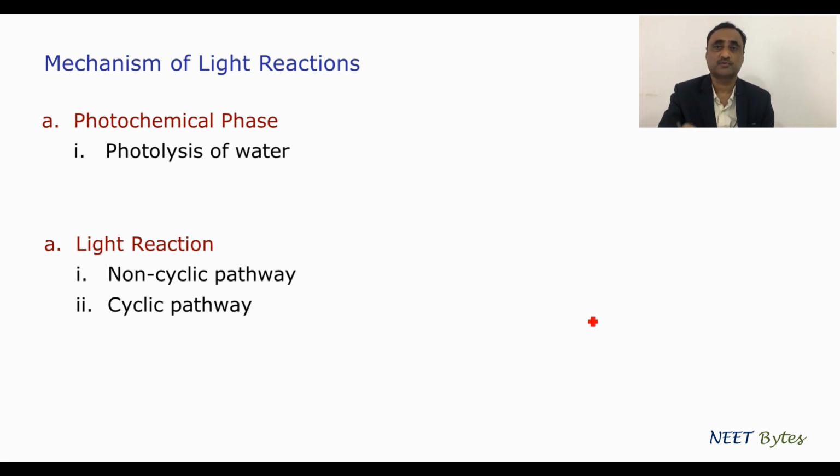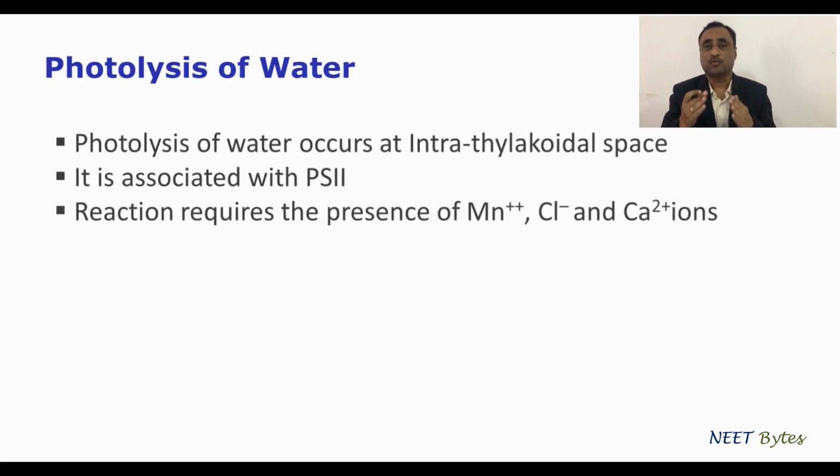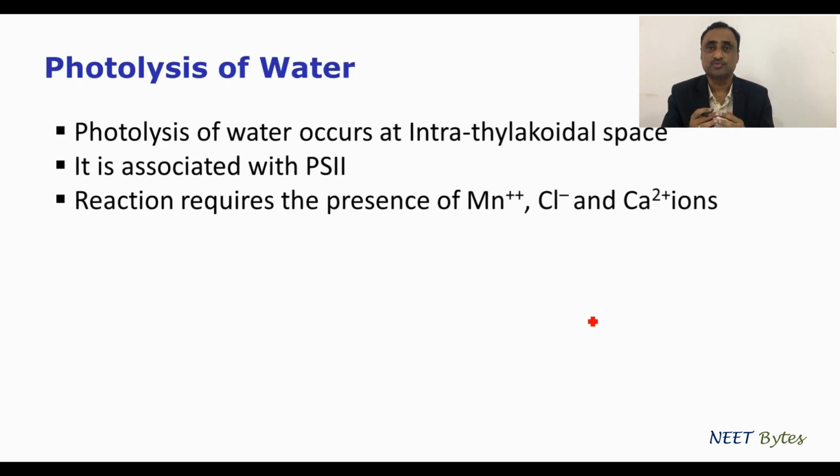Now photolysis of water, what does it mean? It means that water under light is broken and finally oxygen is released. Earlier there was a big controversy about the source of oxygen. Is it water or is it CO2? But it was Ruben's experiment which eventually proved that the source of oxygen is water, not carbon dioxide. Okay. So the photolysis occurs in the intrathylakoidal space, right?